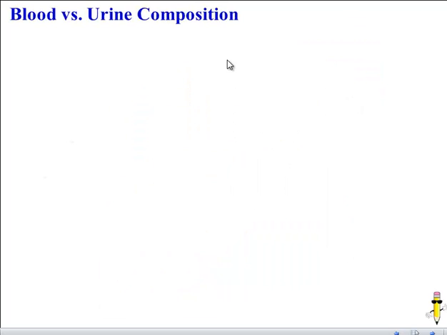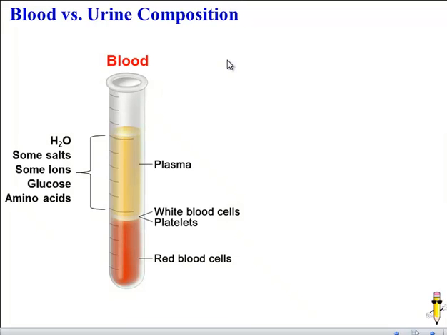So ultimately, the nephron's job is to do this. It wants to keep the blood composition nice and healthy. And the blood is made up of plasma, which contains some water, salt, ions, and then nutrients like glucose and amino acids. It also contains cells, white blood cells, platelets, and red blood cells.